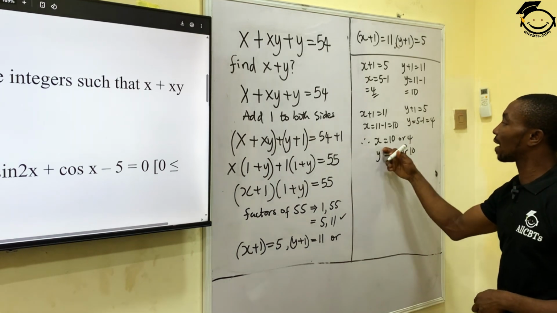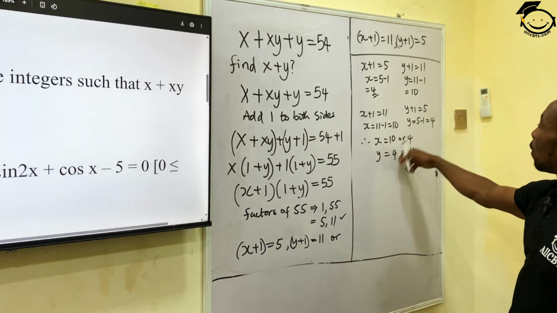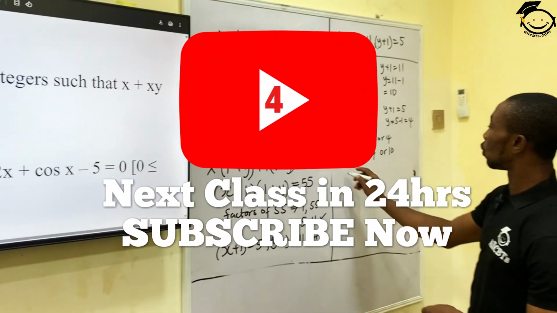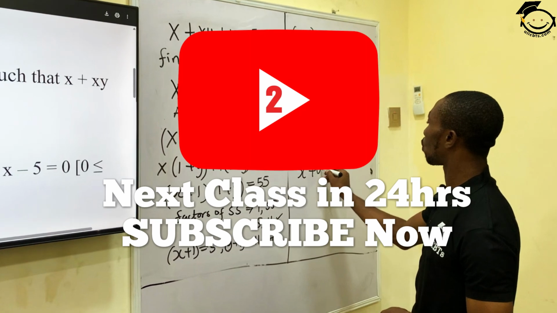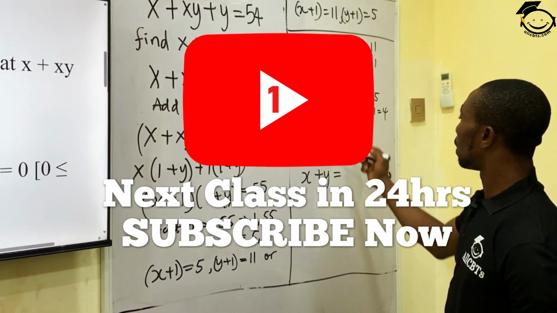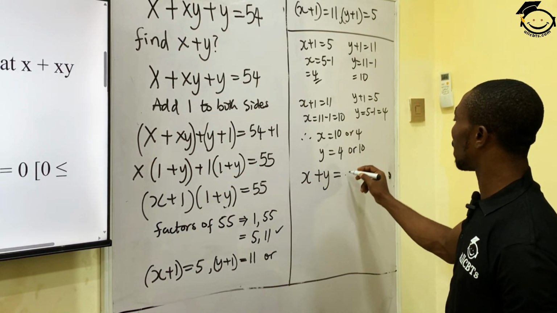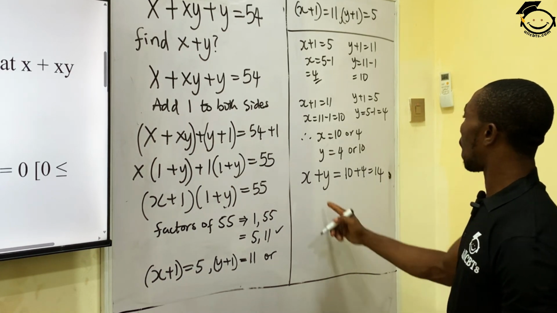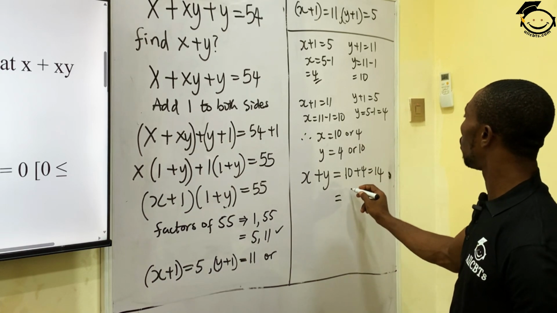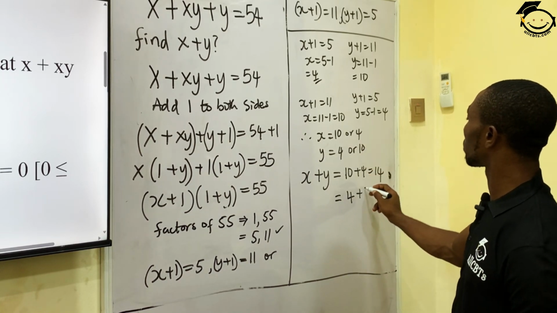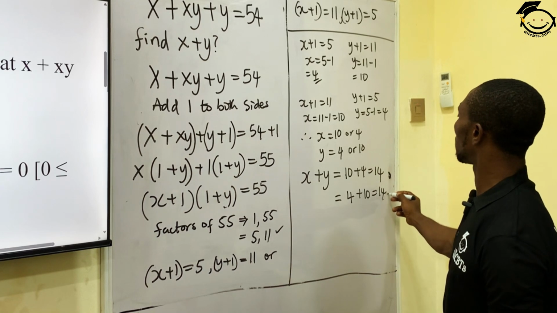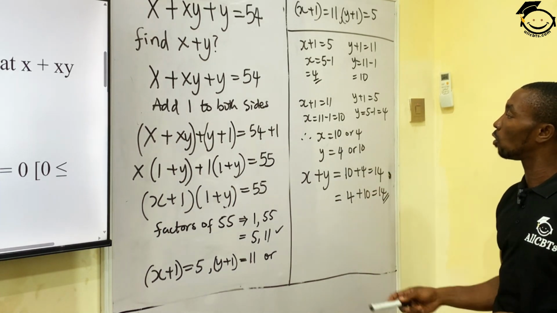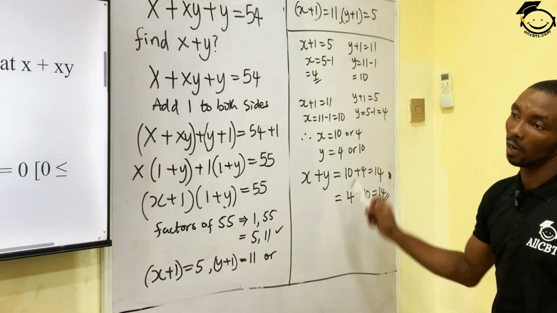This simply means that when x is 10, y is 4, and when y is 4, x is 10. So if we have x plus y, when x is 10, y is 4. This will become 10 plus 4, which is 14. And when x is 4, y is 10, it is still 4 plus 10, which is 14. So either way, the value of x plus y is 14.